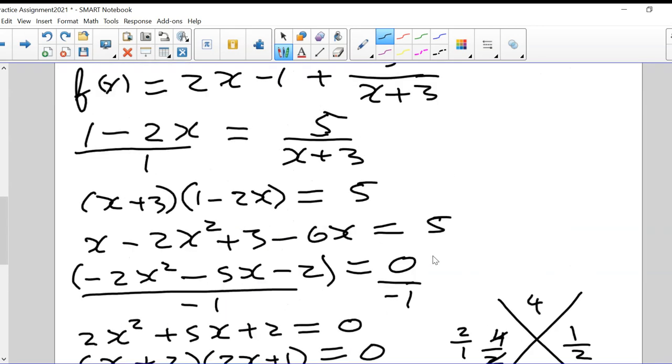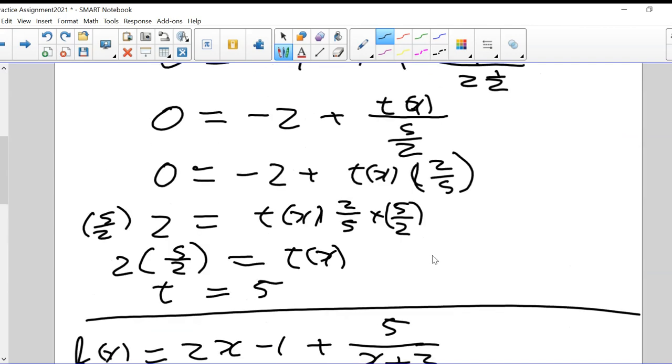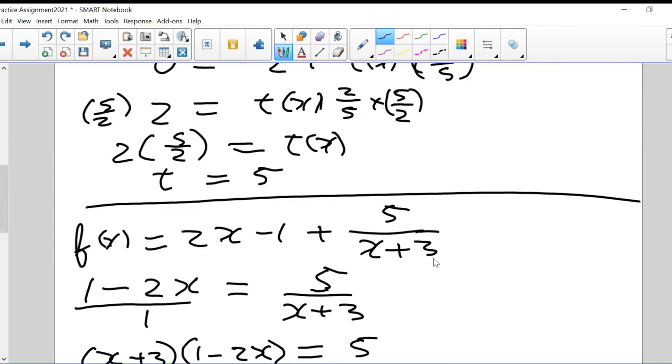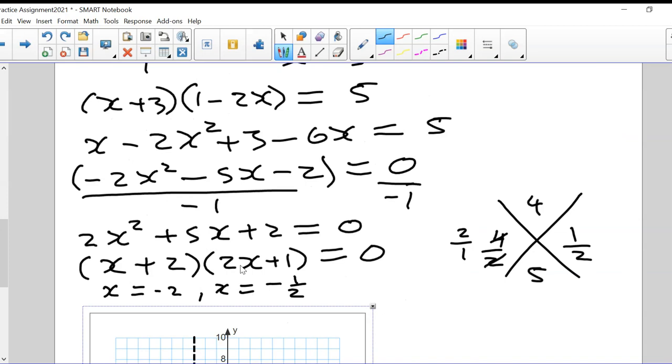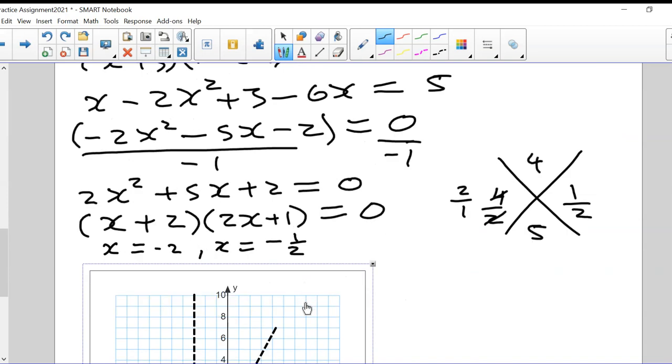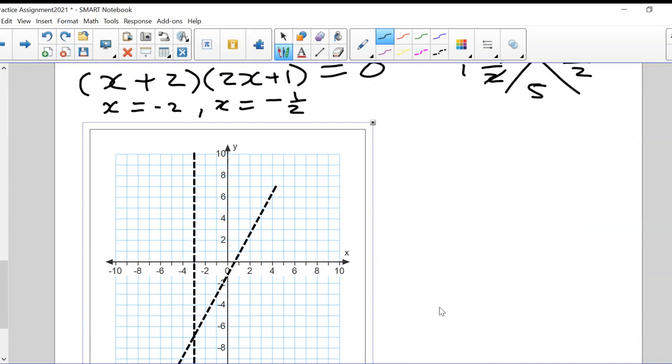So I know there are two zeros at minus 2. Not minus 2, was it again? Hold on one second. Yeah, at minus 2 and minus a half. Those are my two zeros. So I can put those in on the graph. Minus 2, let me put a different color, is right there. And the other zero is at minus a half, so somewhere around here.